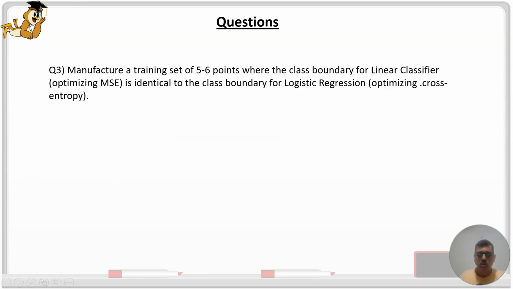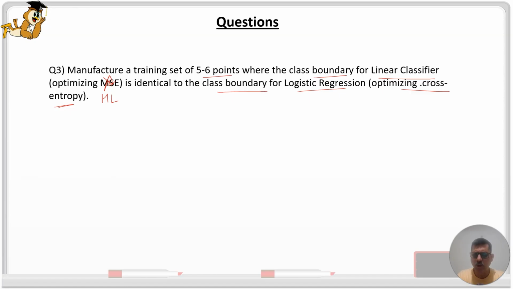Question 3. These questions are tricky. Manufacture a training set of 5 or 6 points where the class boundary for a linear classifier, let us say by optimizing not MSE but the hinge loss, is identical to the class boundary for logistic regression where you are optimizing cross entropy. So you choose the placement of training points. Don't do it in many dimensions. You can just choose 1 or 2 dimensions.